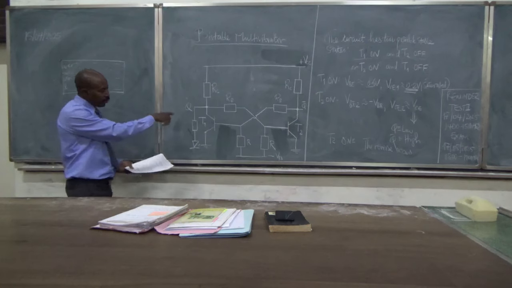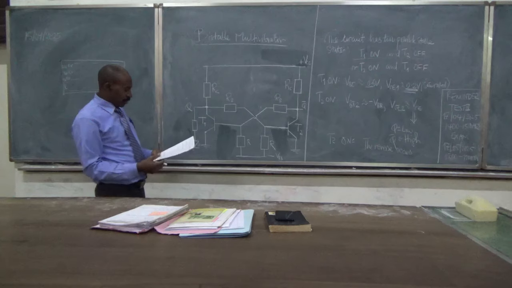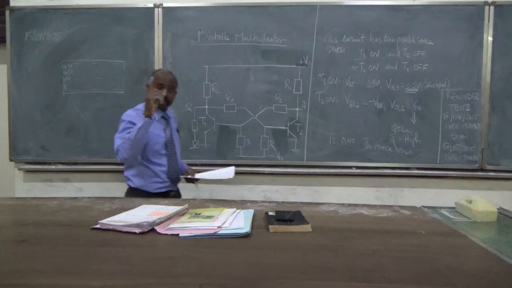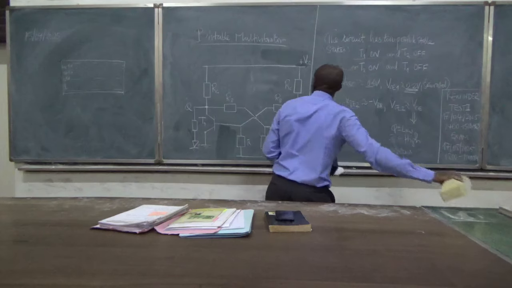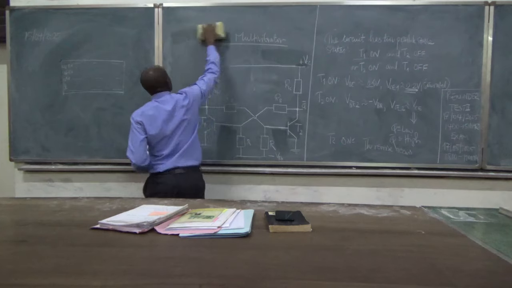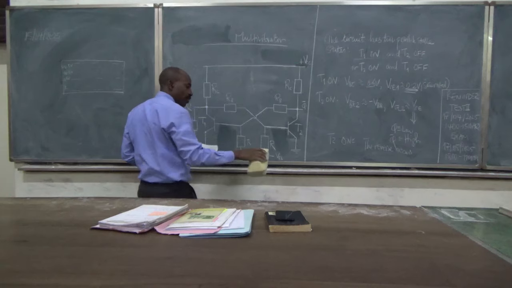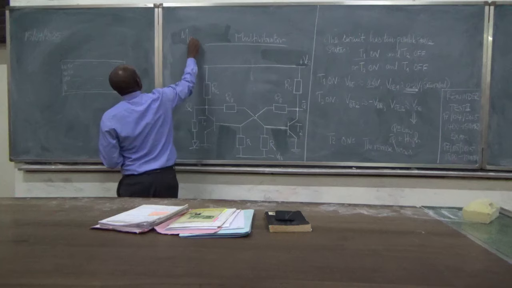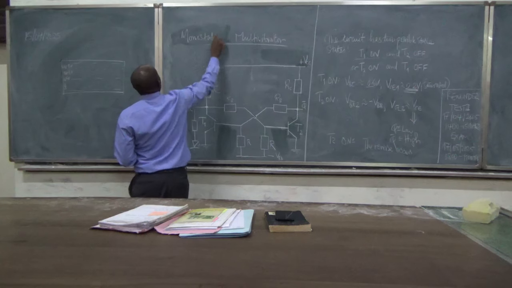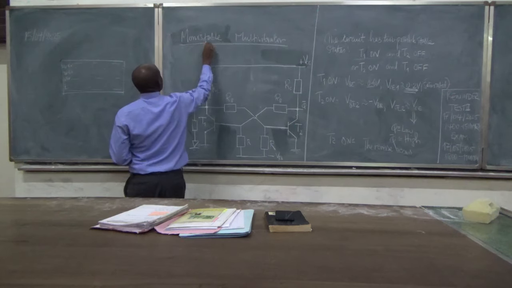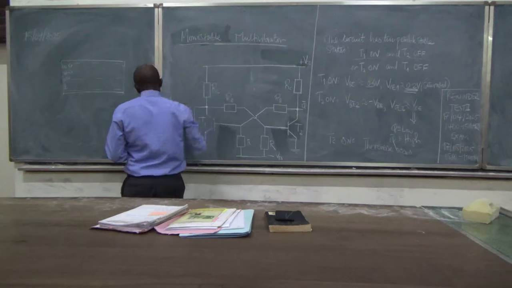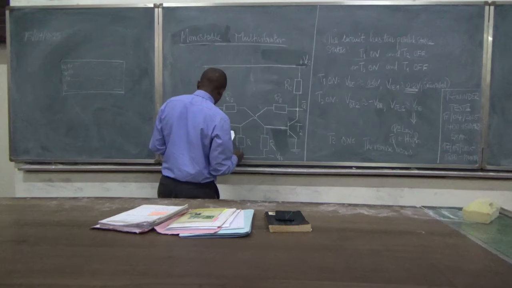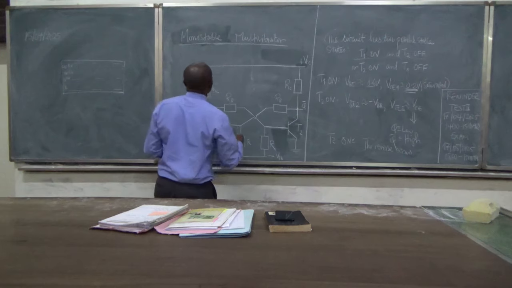We can do a little bit of adjustment and only maintain one state, one stable state. And we shall call that one a monostable multivibrator. And that means that we can remove the other names.